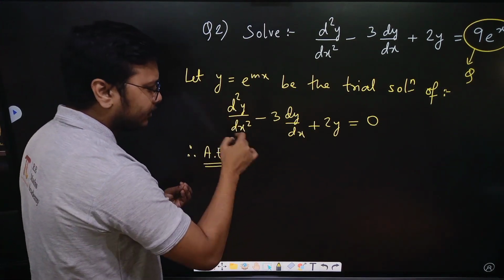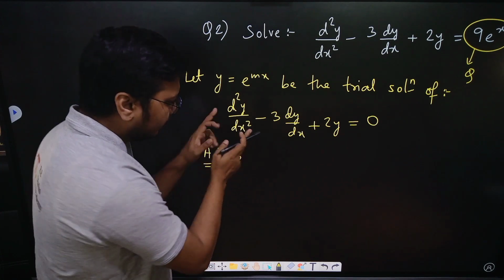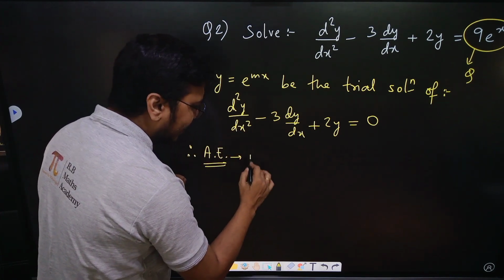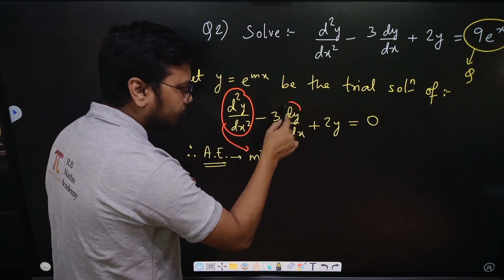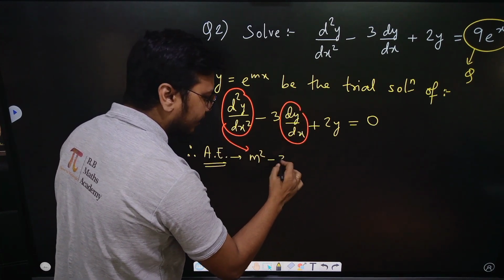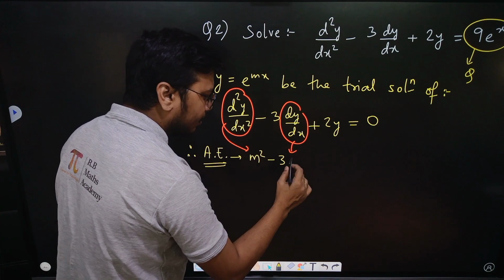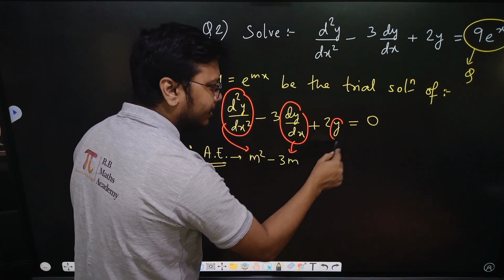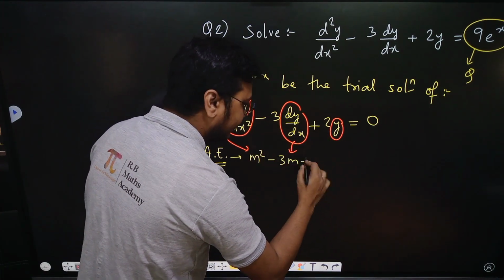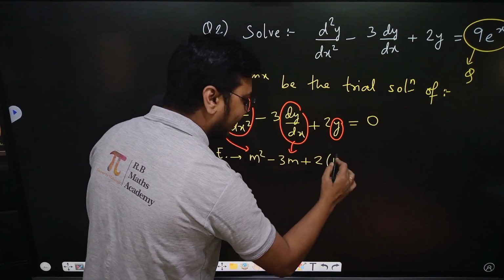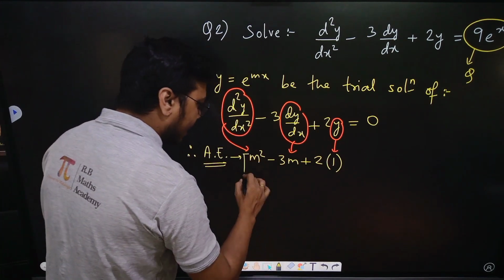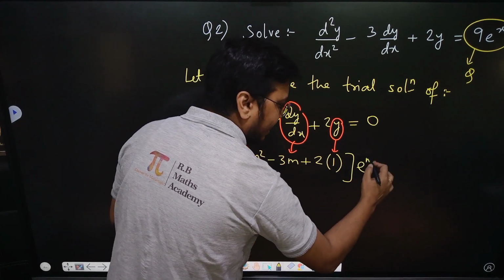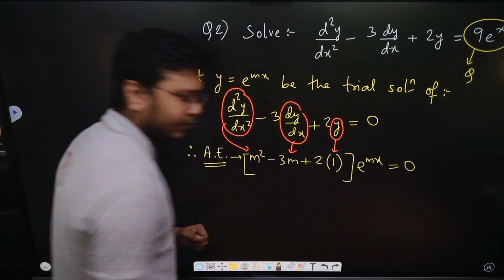The second order term is going to get replaced by m square, right? The first order derivative is going to get replaced by simply the m term, and y is going to be replaced by 1, so I'll just have 2. Okay, so 2 times 1 I can say, so 1 we have got from the y part, and entirely e to the power mx is going to remain common, equals 0.